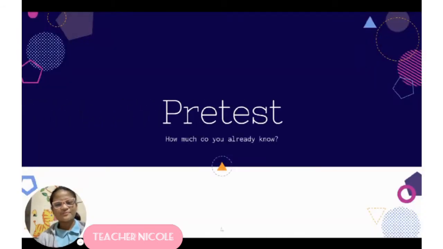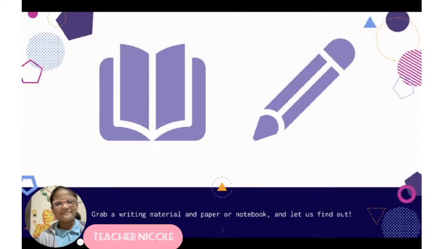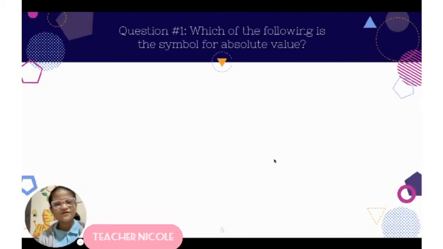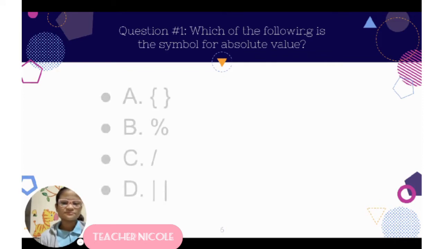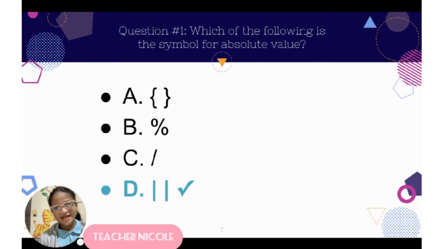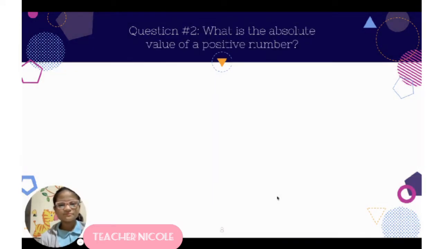Before that, let's test your prior knowledge of this topic. Grab a piece of paper and some writing material, and we shall have a pretest. First question, which of the following is a symbol for absolute value? If you answer D, then you are correct. These two lines are the symbols for absolute value.